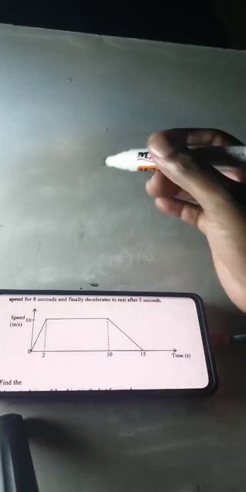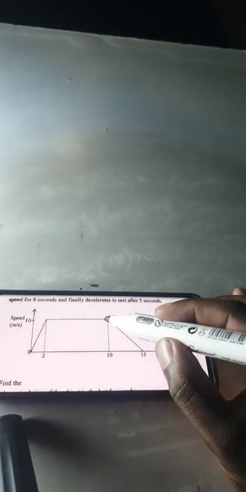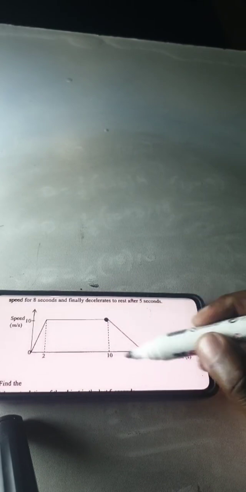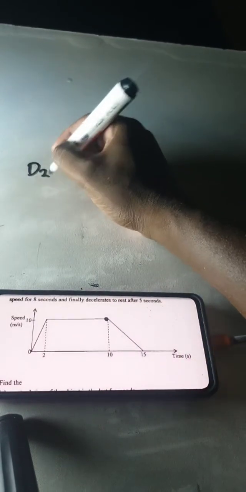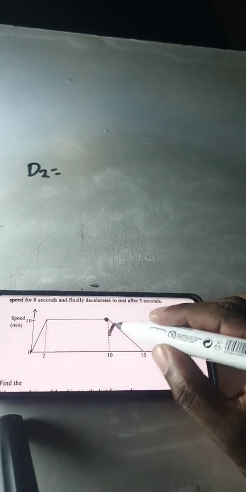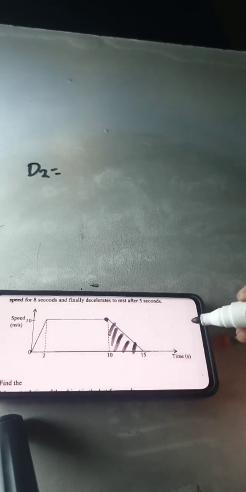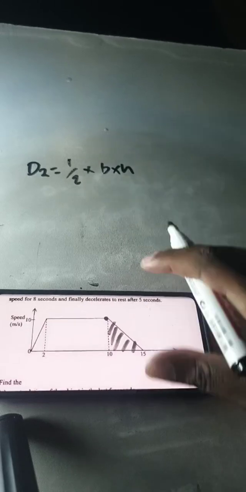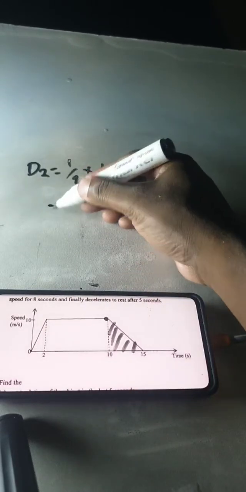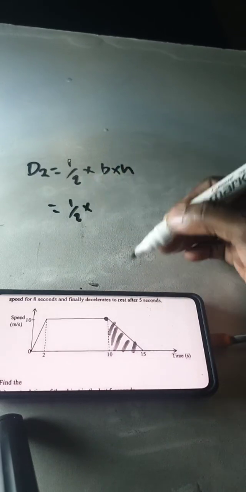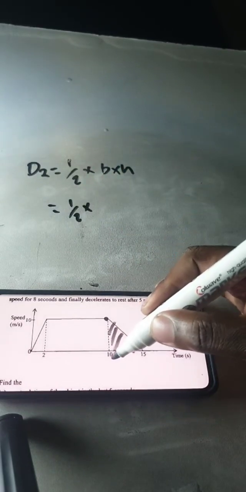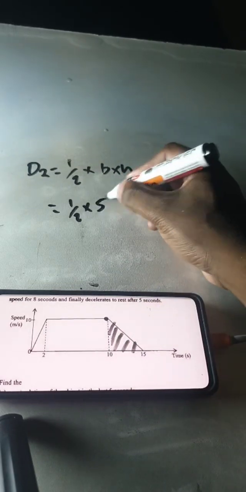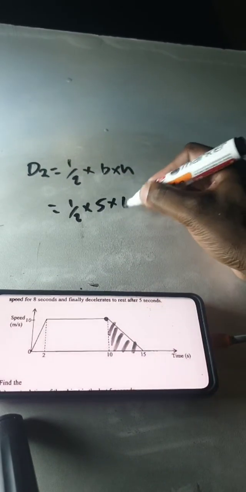So we only know the distance from this point to that, which is 90, but we don't know this distance. So we need to find distance 2, which is a triangle. So we use half times breadth times height. What is our breadth? It is from 10 to 15, which is 5 seconds. Height, it is 10.